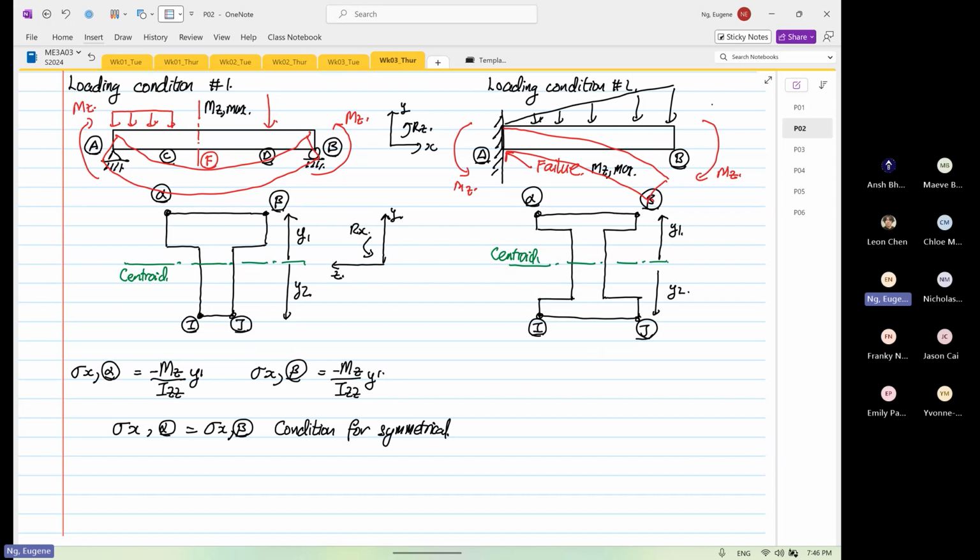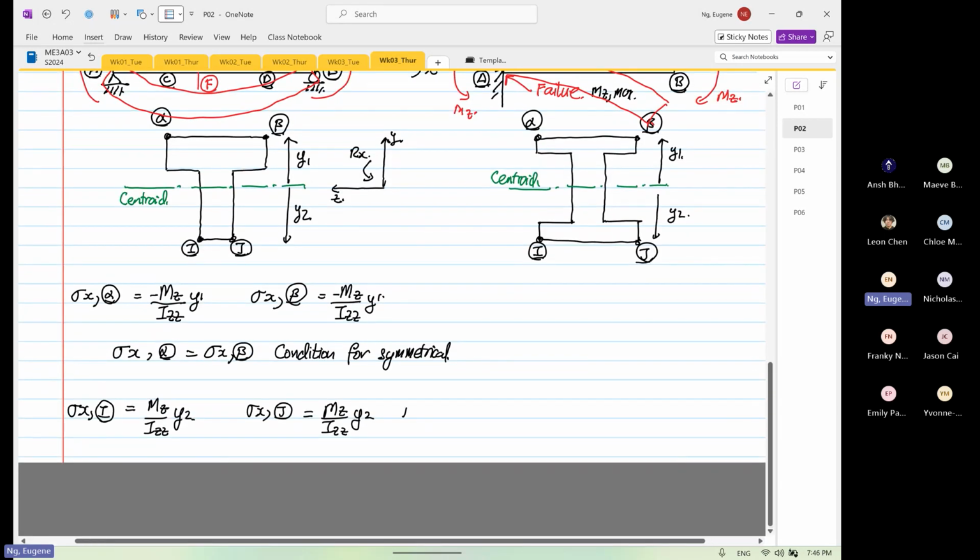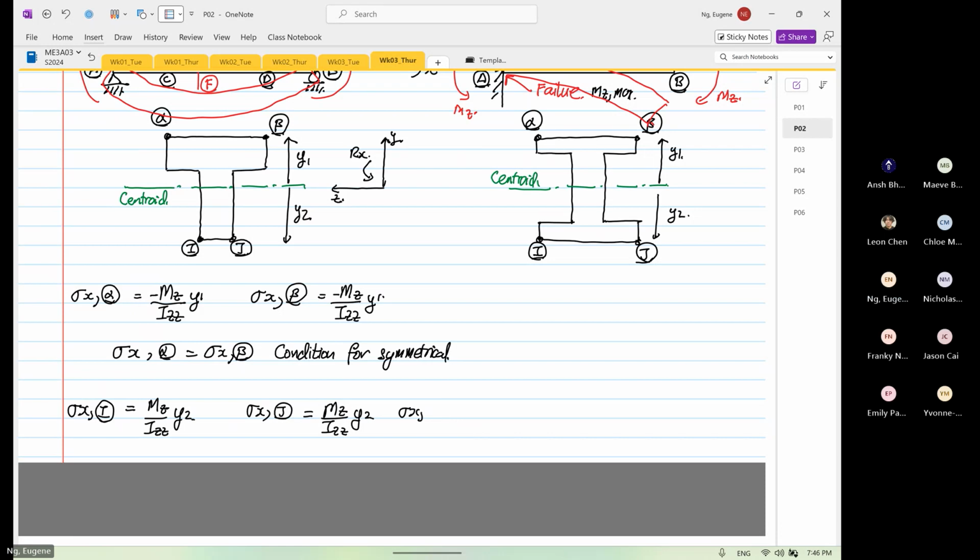Okay, let me do it again. If you have stress X at point I, we know that under tension it is equal to Mz over Izz multiplied by y2. And you realize that stress X at point J is also equal to Mz over Izz multiplied by y2. So when this is the case, you realize that stress X at point I is equal to stress X at point J, right?